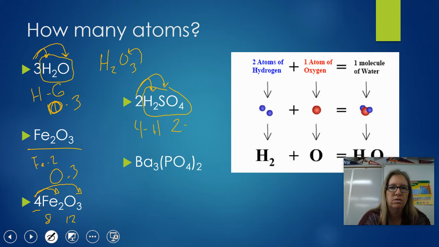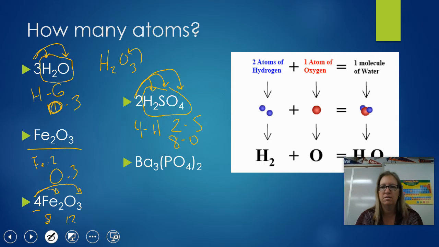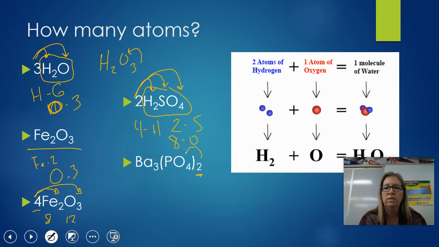That gives me 2 sulfur. And that gives me 8 oxygen. Okay? Now this last one's pretty complicated. This is a much more complex compound. What that means is when there's a parentheses, the subscript on the outside of it only applies to the parentheses itself. This is totally different than a coefficient, okay?